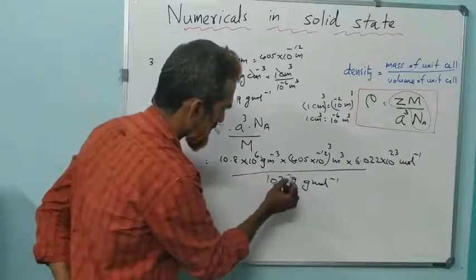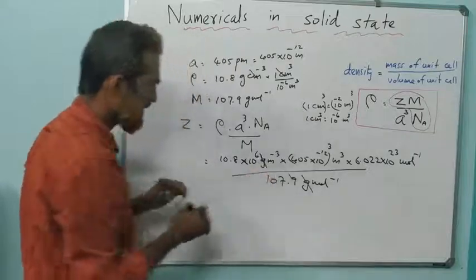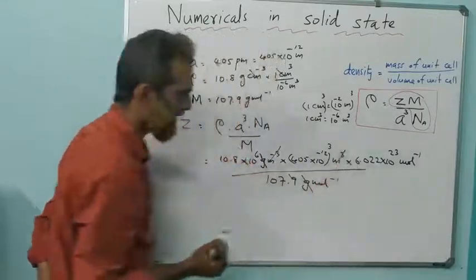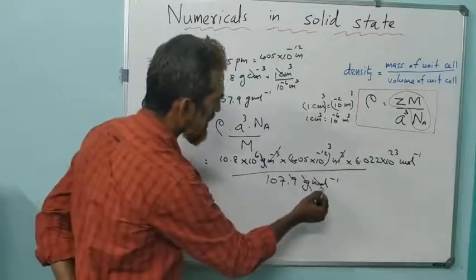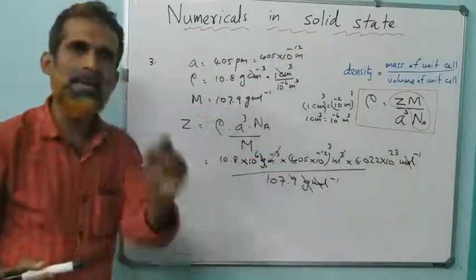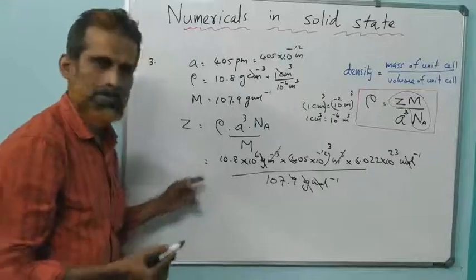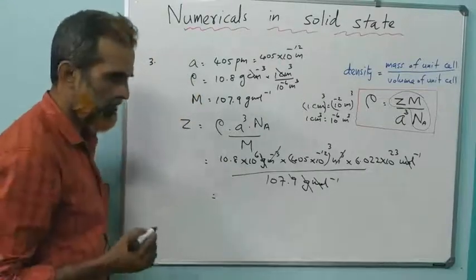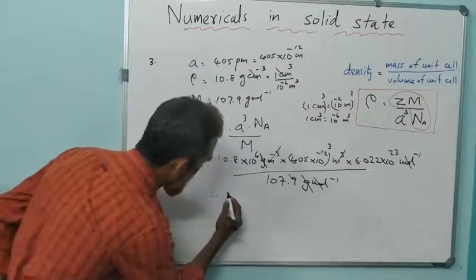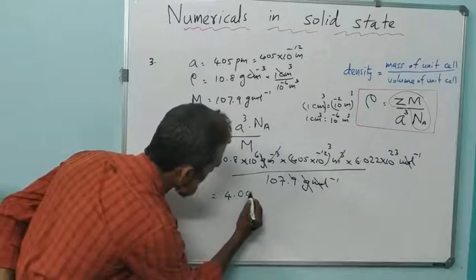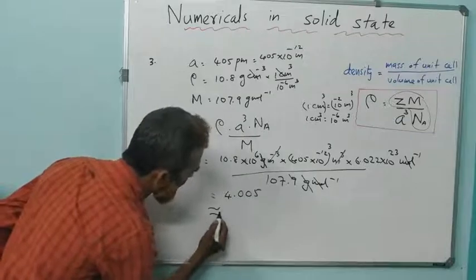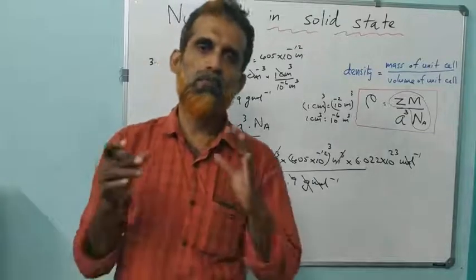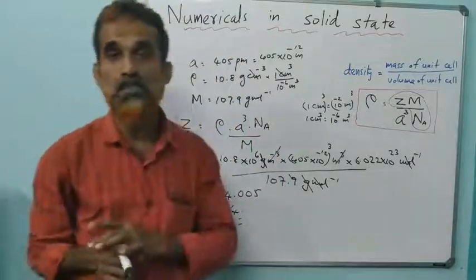Look at how the units get cancelled. Gram gets cancelled. Meter cube and meter minus cube get cancelled. Mole inverse gets cancelled. And you get a mere number, that is Z supposed to be. It comes out to be 4.005, which is nearly equal to 4. So Z is 4. So effective number of particles per unit cell in silver crystal is 4.